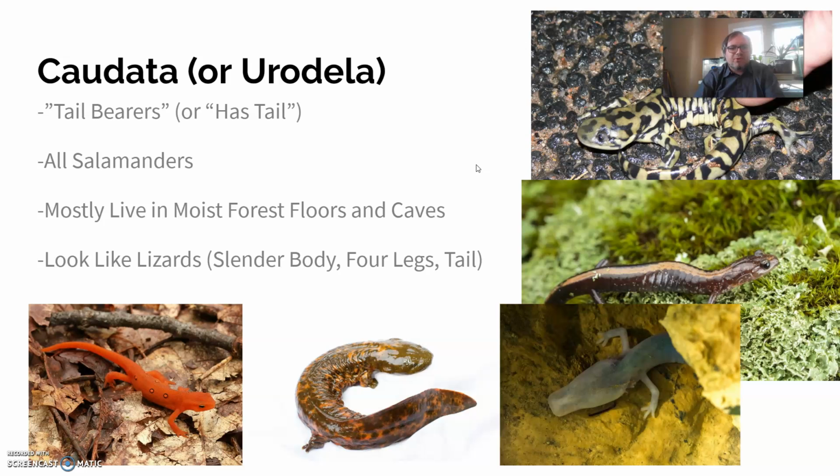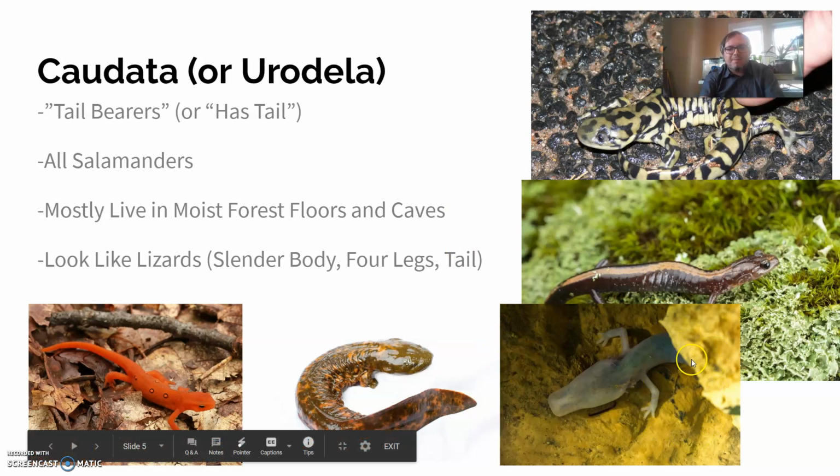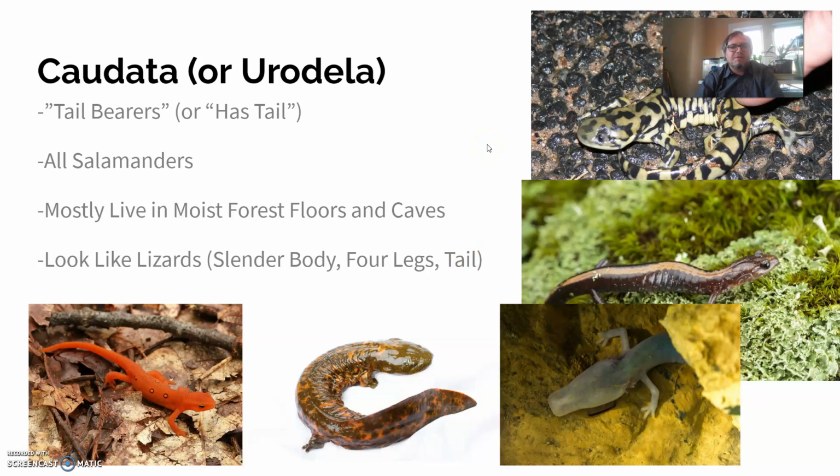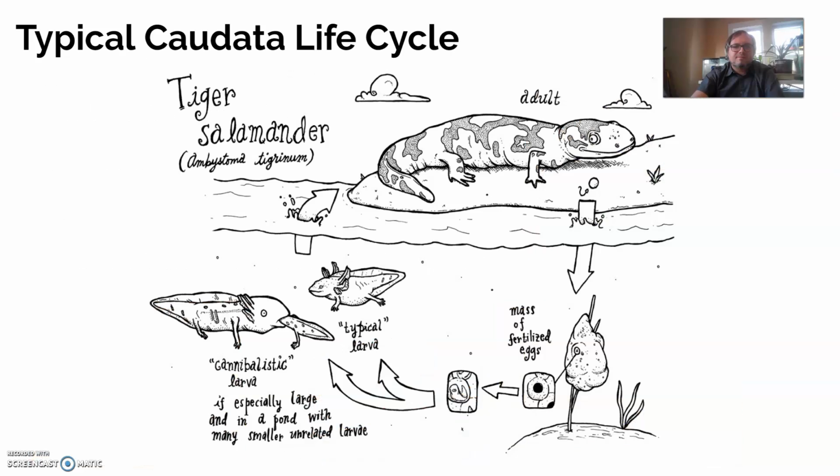They mostly live in moist forest floors and caves, so if we see something like our olm, O-L-M, down here, this is a salamander that is specifically adapted for life in caves. But lots of cool places, lots of places with lots of moisture. They all look like lizards for the most part, slender body, 4 legs, and a tail, but do not get them confused. Lizards are reptiles, salamanders are amphibians. Amphibians have really smooth, slimy skin. Lizards have very rough, scaly skin.